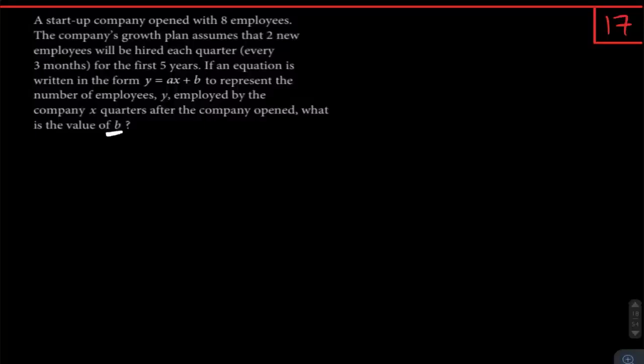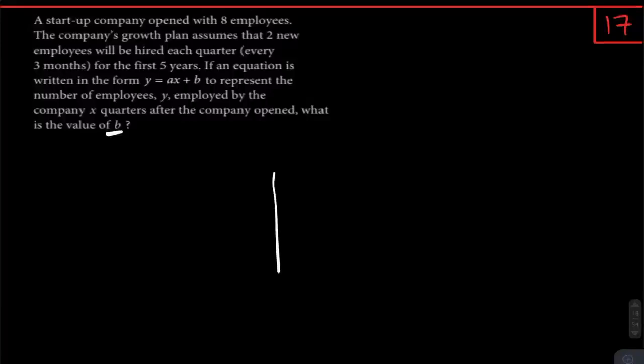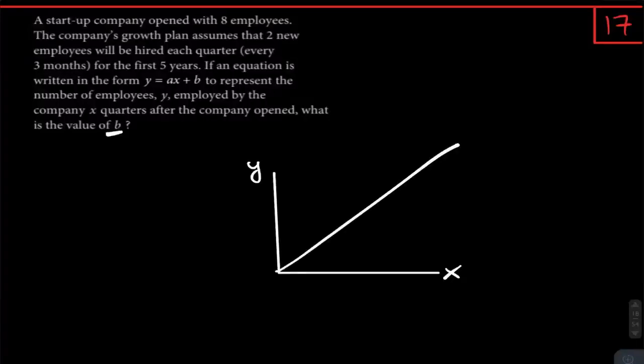Well, b is the y-intercept. We know that. But what you need to know about the y-intercept always is that it is the initial amount that you're dealing with. We're talking about x quarters, and so 0 quarters is the y-intercept. That's the y-axis. So what I mean is this: you have your y, you have your x, and you have some line. Actually, I'll draw this up here.